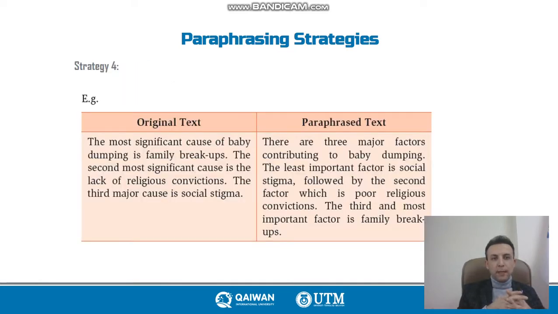Well, the last strategy here is revising the order of the ideas. Sometimes we can change the order of the ideas. For example, in a paragraph, there might be several reasons for something, reason 1, 2, 3, and the reasons might be mentioned using the order of importance, from the most important to the least. So when you are paraphrasing the text, you can revise the order. For example, you can introduce the reasons from the least important to the most important, as you can see here in this table.